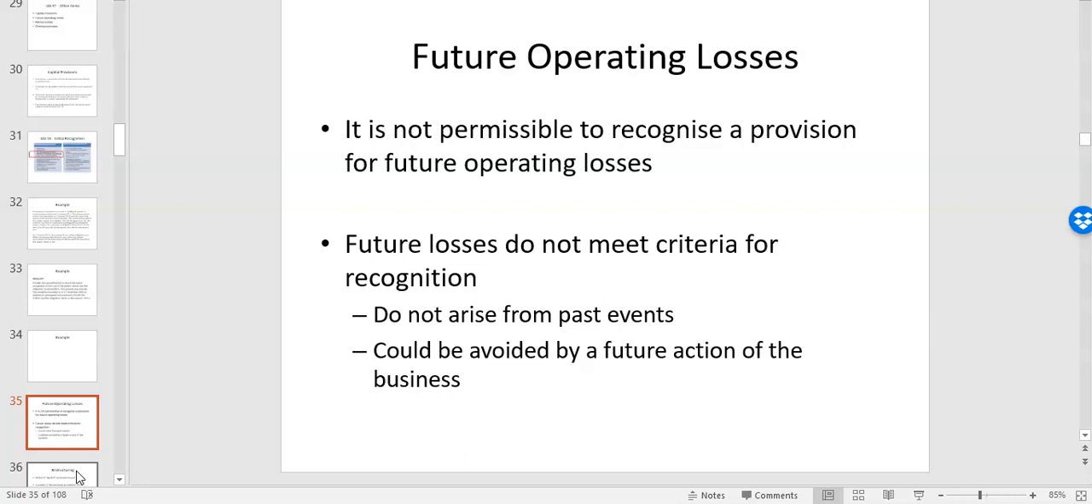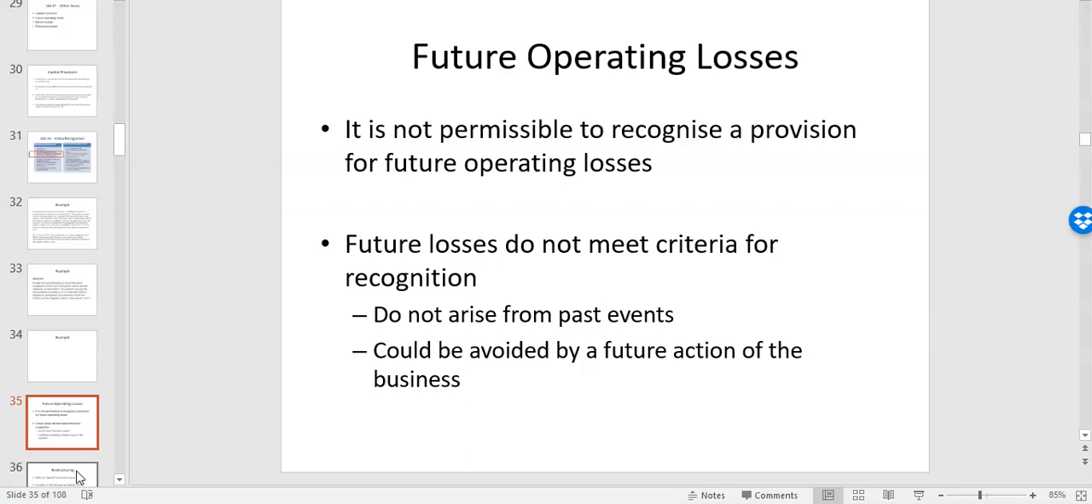No, because again, the loss does not arise from past events, and it could be avoided by, again, closing the business or changing the business around. So you cannot recognize a provision for future operating losses. It's too subjective. And you can imagine there'll be a lot of abuse of that because people might say, oh, I expect to make a loss, turns out to make a big profit. So you're not allowed to recognize a provision today for estimated future operating losses.